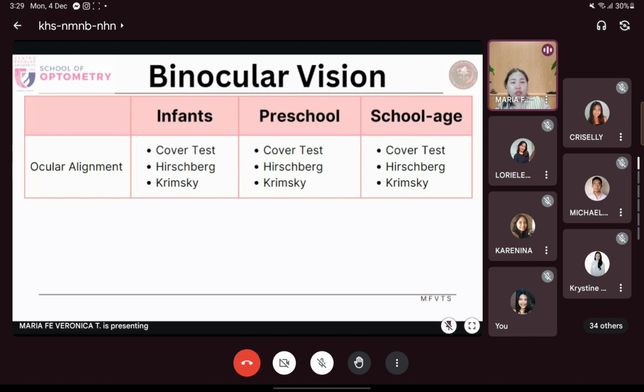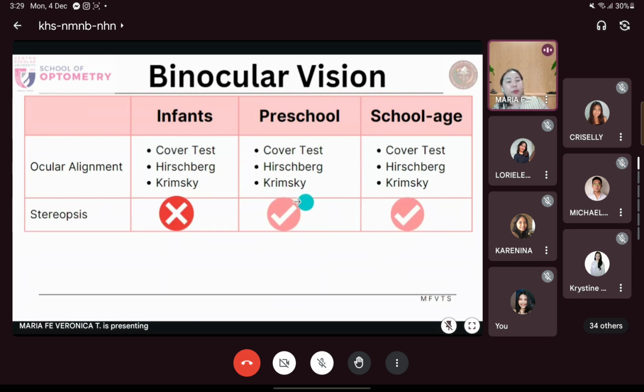Next, for binocular vision, all three categories, magagawa mo lahat ito. You can do cover tests, you can do Hirschberg, and you can do Krimsky tests. For stereopsis, syempre, for infants, since nagmamature pa yung vision, you cannot do a stereopsis test. Pero for preschool and school age, you can do the testing na.